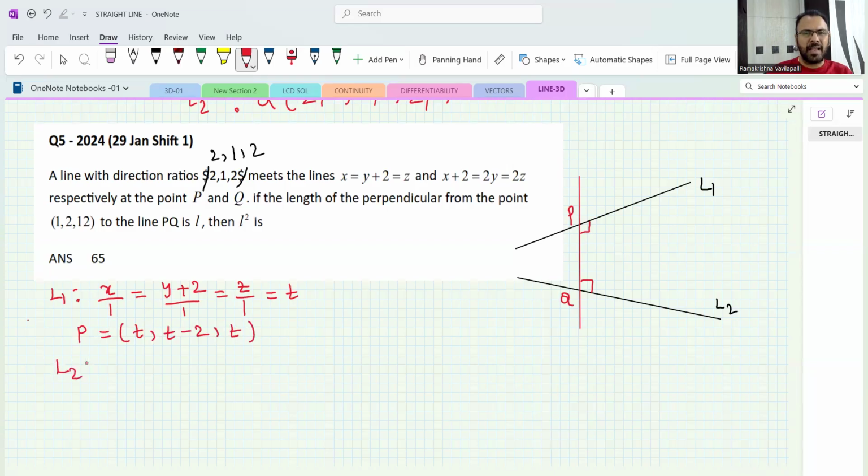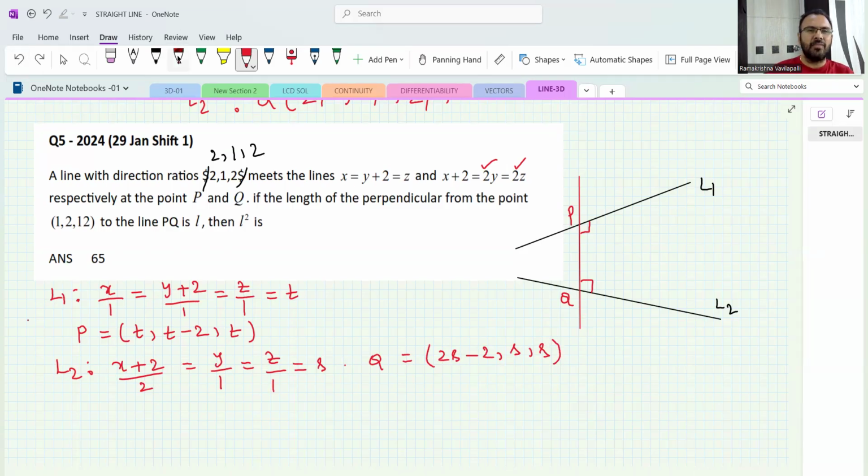What is line 2? Rewrite line 2. Divide by 2. You will get x plus 2 by 2 equal to y by 1 equal to z by 1. You take this equal to s. So therefore point Q is equal to 2s minus 2, s, again s. What is d1 bar cross d2 bar? Sorry, they have already given the DRs of this line. The DRs of this line are 2, 1, 2. So here what are the DRs of PQ?